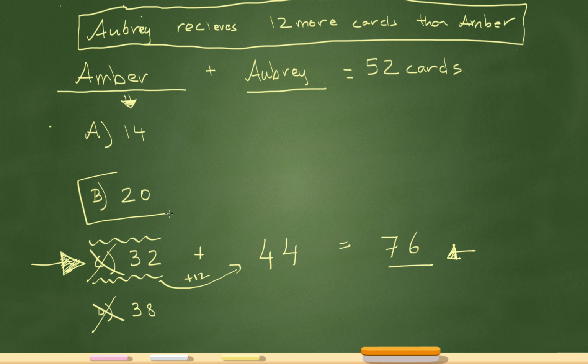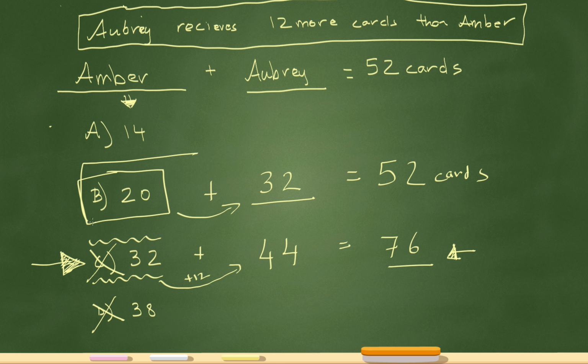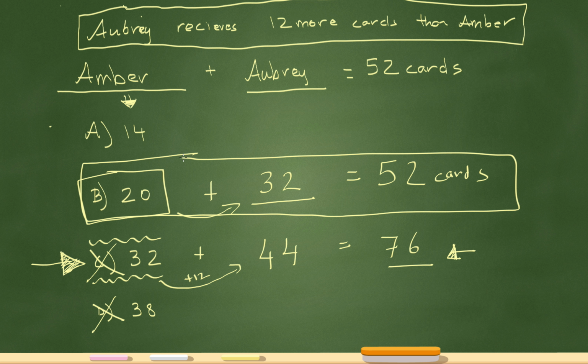Let's for a second pretend as if Amber's got 20 cards. Now if Amber has 20, figure out how many cards Aubrey will have. Remember, Aubrey will have 12 more, and for that reason will have 32, because that's 12 more. Now, what's 20 plus 32? That's 52 cards, and that's what I'm looking for. So this combination right here works. I know my answer is B. Amber has 20 cards. Cool.